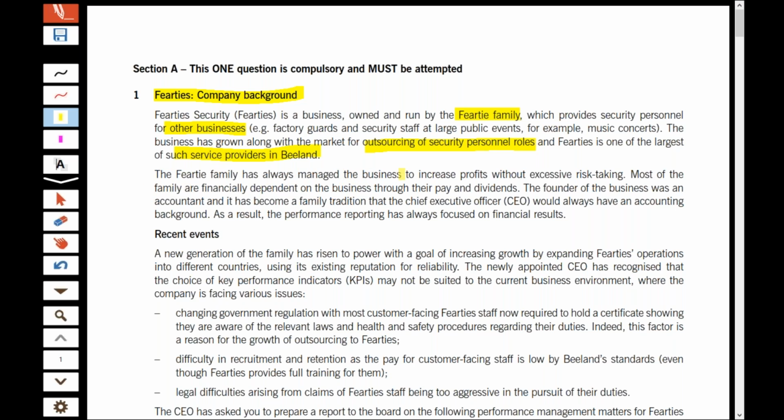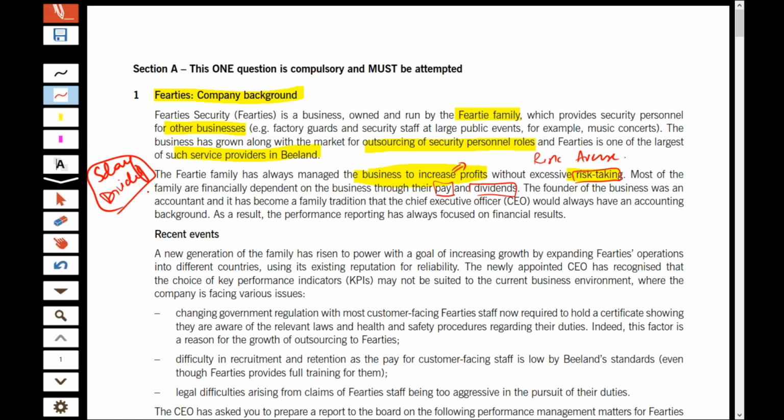It says the Fairtees family has always managed the business to increase profits without excessive risk taking. So you see how the management has operated. So they are probably a risk averse type of management. Most of the family are financially dependent on the business through their pay and dividend. So it's actually a family owned business. They get the salaries, they get the dividends from this business. So it's not something of an investment, it's something that is bread and butter.